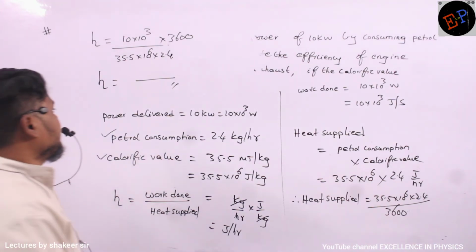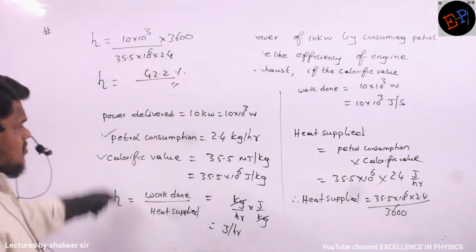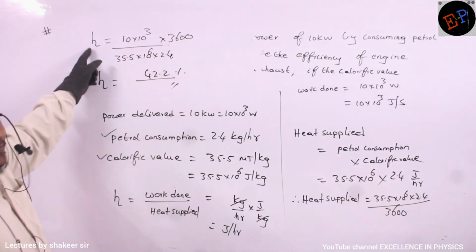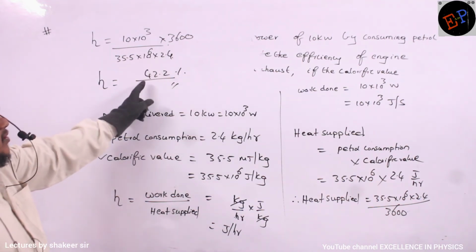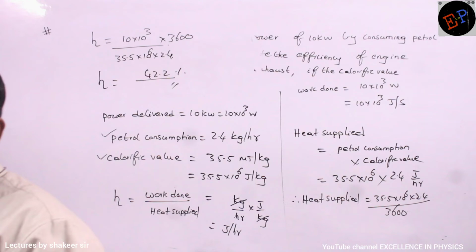42.2%. Okay, ma? So you will get a fraction for efficiency, ma. When you multiply that by 100, you will get 42.2. Are you able to understand? That is the efficiency of a heat engine.